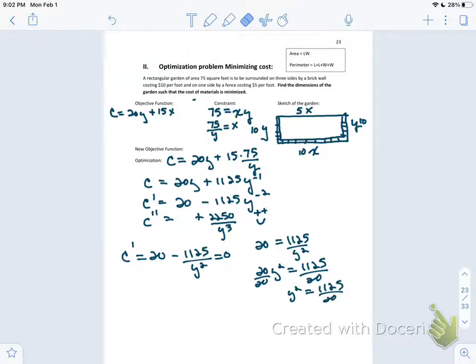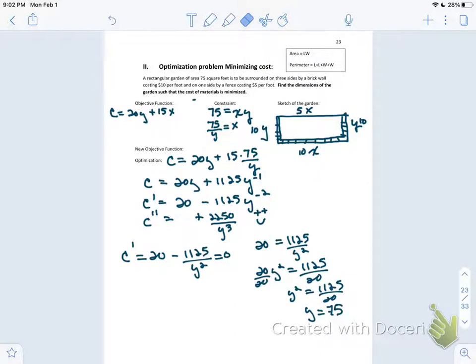Okay, so now we're going to get our calculator out. And so if I have 1125 divided by 20, and then I'm going to take the square root of that, I end up getting a y equal to 75.